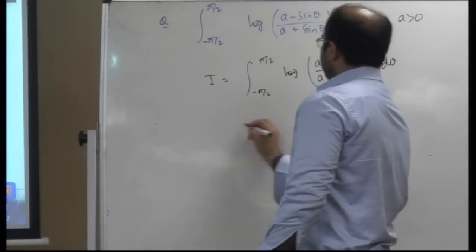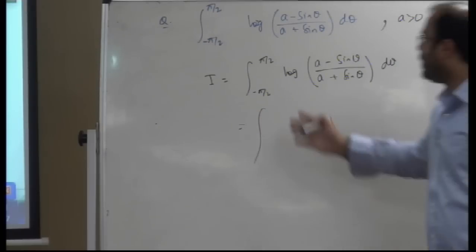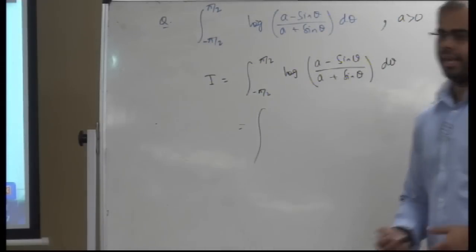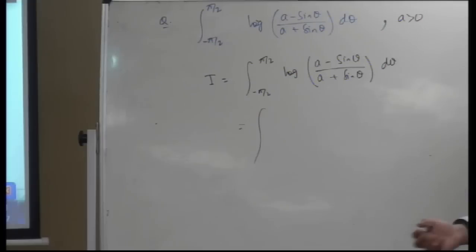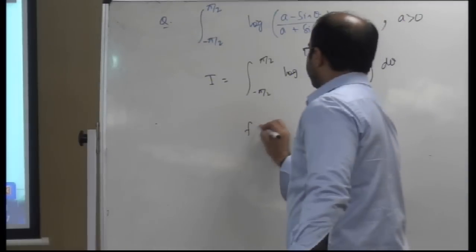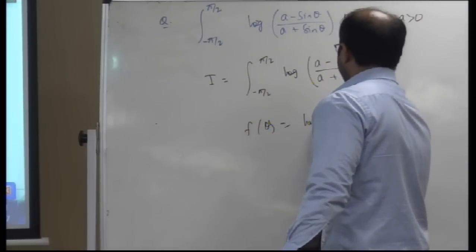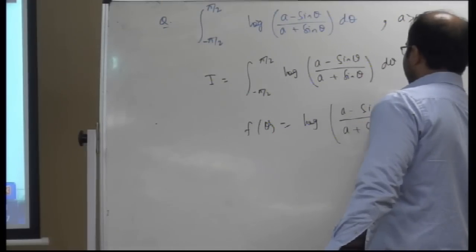And what you can do in the next step is, you have to check whether this is an odd function or an even function. First thing you will do like that, because the integral is of the form -a to a. So you have a common approach that you check this odd or even. That will make the final calculation easier. So when you take the function f(θ), this is actually log((a - sin θ)/(a + sin θ)).